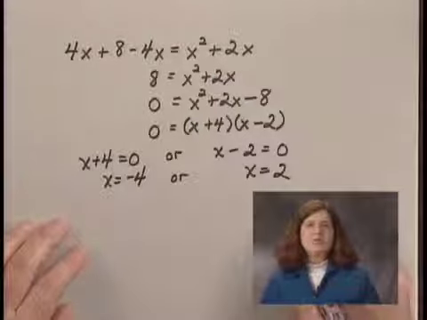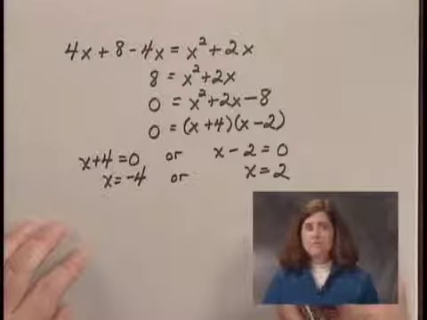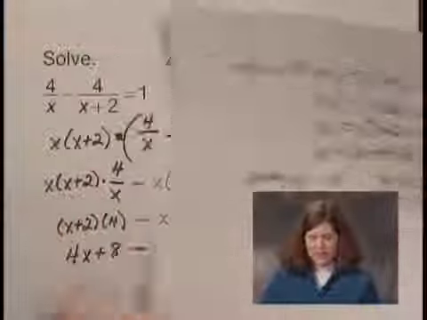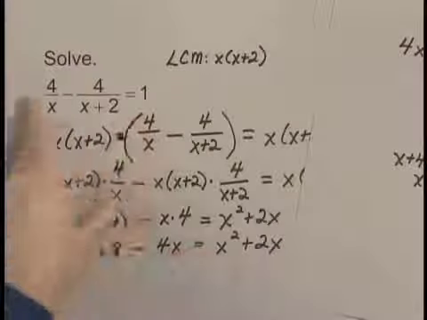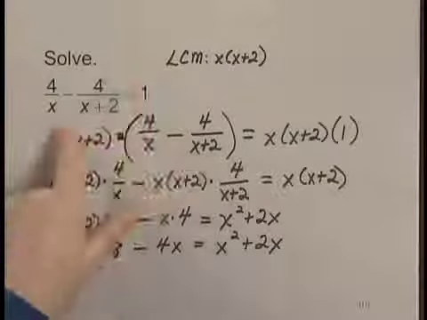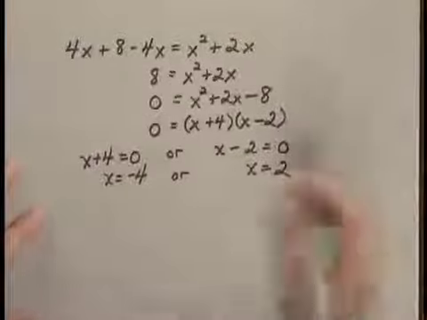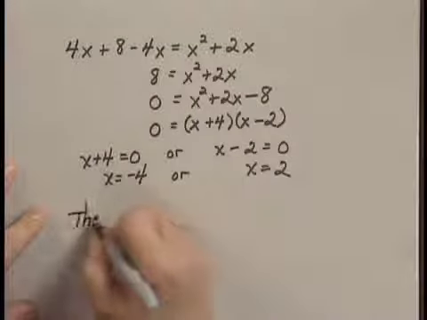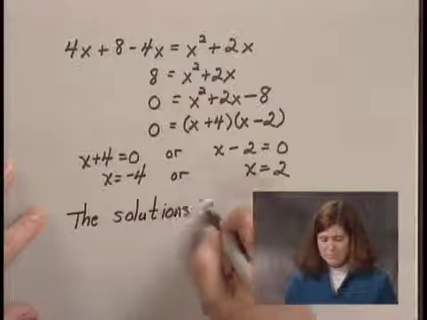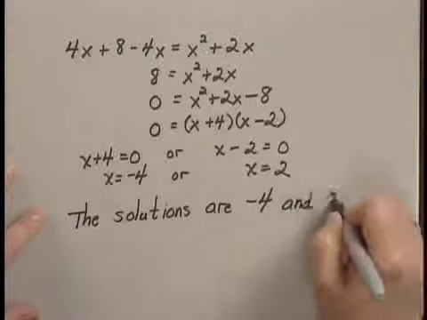Now when I do clear fractions by multiplying by the least common multiple of the denominators, I do have to check my answers in the original equation. I check negative 4 in the original equation and find that it checks. I check 2 in the original equation and find that it checks. After I've checked both solutions, I state that the solutions are negative 4 and 2.